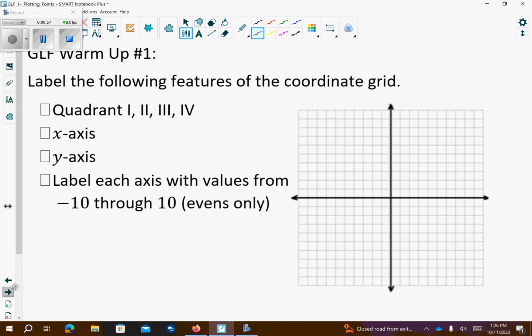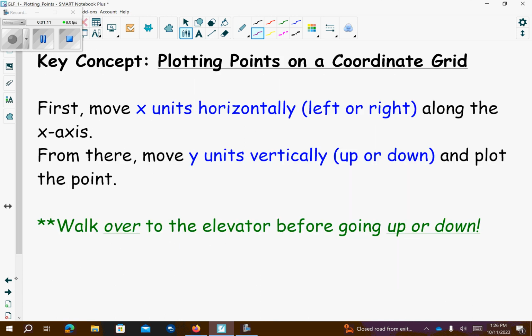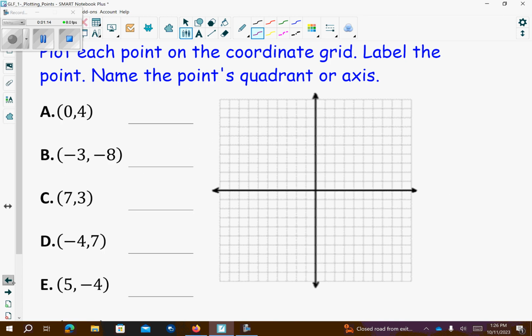Okay, so we are on page 103. Let's talk about a few things. We've plotted points before. I'm about halfway down. We want to plot each point and label. This is an x value, this is a y value. This is the x-axis, this is the y-axis. So (0, 4): I'm not moving right or left at all, I'm just going up 1, 2, 3, 4. And I'm going to label that A.